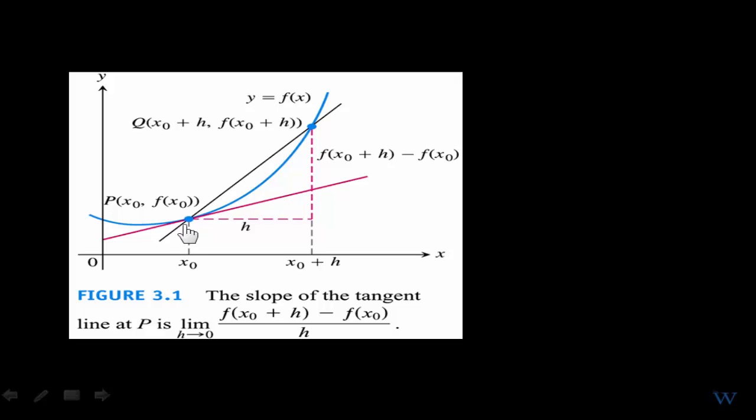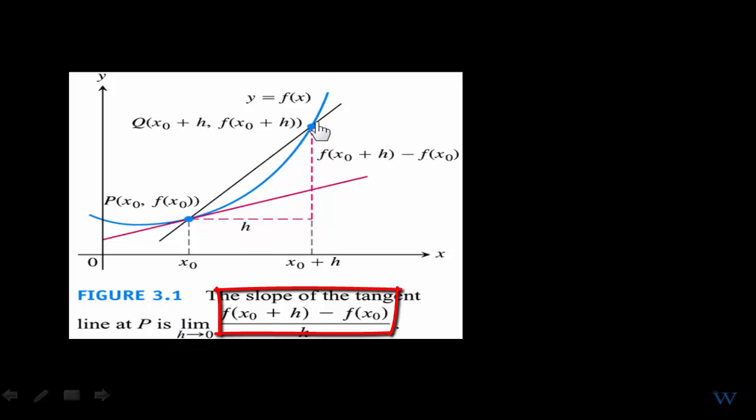When x is x0, then your y is, of course, f of x0. And when you jump a step, a width of h, this is x0 plus h. The corresponding y value would be f of x0 plus h. And the x coordinate is, of course, x0 plus h. So this black line, the secant line that joins these 2 points, has a slope of change in y over change in x. And it's just really this expression without the limit.